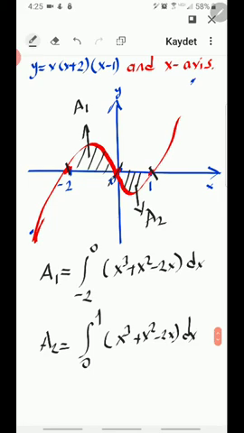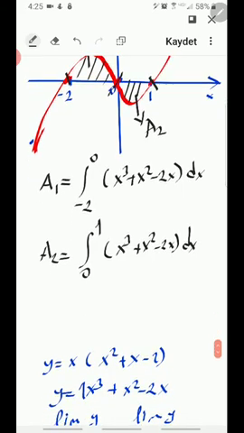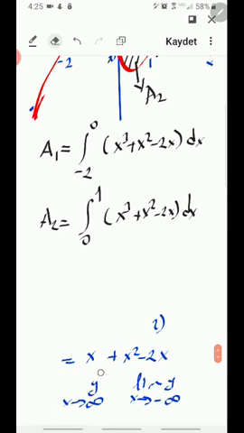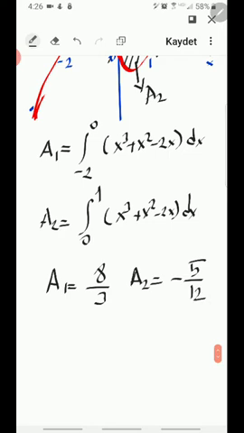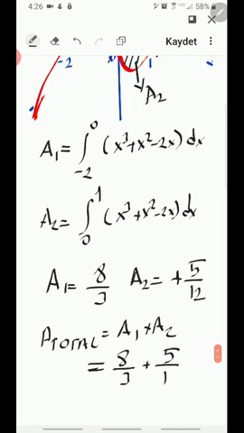Okay, if we calculate area 1 and area 2, we get area 1 equals 8 over 3, and area 2 equals minus 5 over 12. The value becomes minus 5 over 12, but we said that the area cannot be negative, so we will just take positive values. The question is to find the area. I can say that the total area equals area 1 plus area 2, which is 8 over 3 plus 5 over 12. It means 37 over 12.